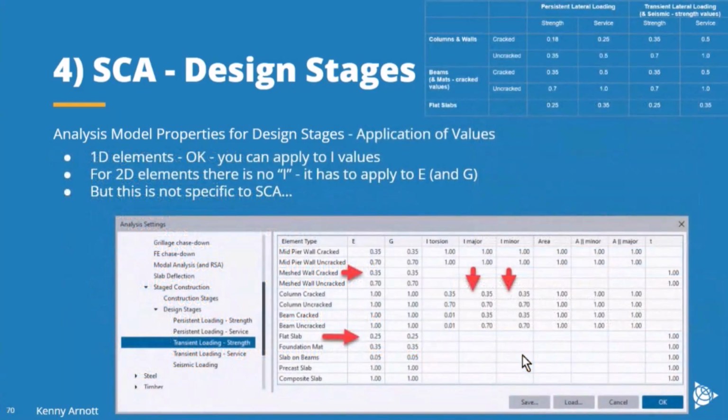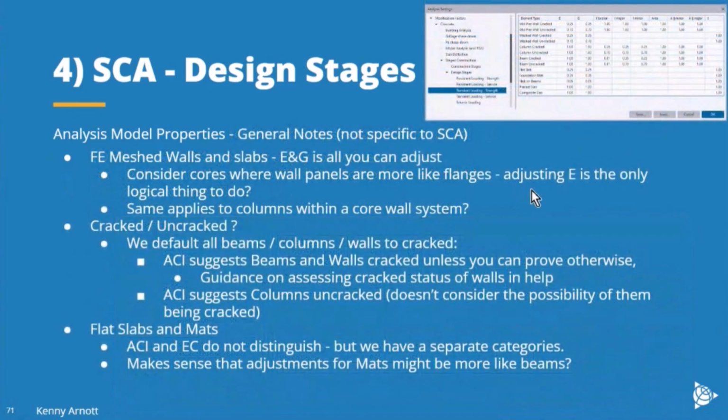And when you actually come to think about applying that, then anything that's meshed, you actually don't have an I, so you can't change I in isolation. You've got to change the EI for meshed walls and meshed slabs. You've got to change E rather than I. And that's not a challenge that's specific to SCA. So, a few general notes about analysis model properties, as I say, not specific to SCA: for meshed walls and slabs, E and G are all that you can adjust. And that's always seemed correct to me.